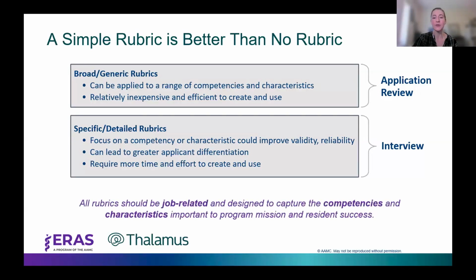So keep in mind that the key to all of these rubrics is the same, which is that they should be job related and designed to include behaviors related to competencies and characteristics that are important to the program's mission and also resident success. And both kinds of rubrics can be created and used in Thalamus. So next, we're going to go through some examples of what these rubrics might look like before we go into the actual demo of how to create them in Thalamus.